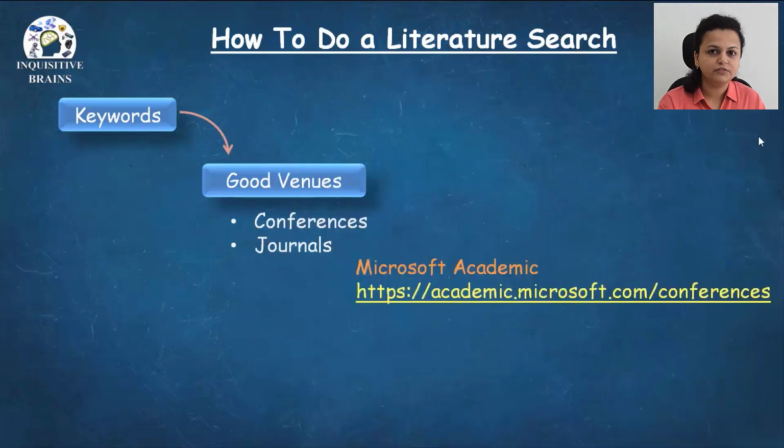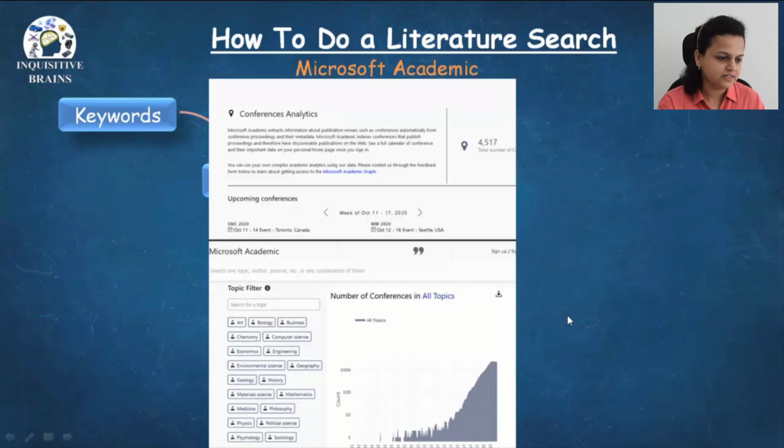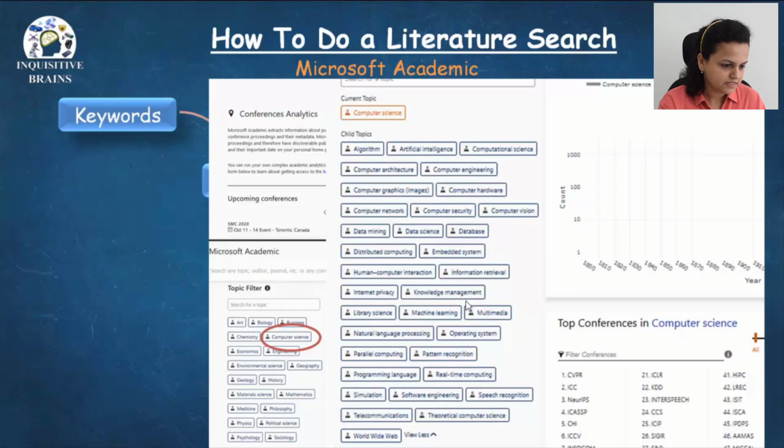Microsoft Academic is one of the web search engines which does provide research articles in multiple disciplines. If we click on the specified website, then we will see a page displayed in this manner. Here we see Microsoft Academic has different topics like art, chemistry, physics, computer science, and others as well. It also provides the number of conferences in all the topics. Now we will select computer science.